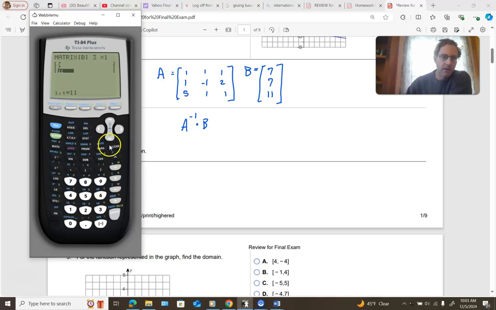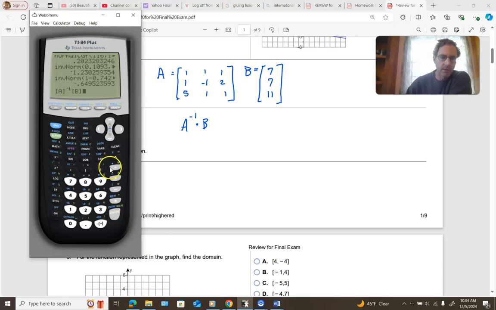Okay. Now what I do is I quit this screen. So I go to second mode. And now I need to type into the calculator what I've got right here. So I'm going to go back to the matrix key. But I don't go to edit. I just select matrix A. And I hit this key to take the inverse of it. And then you can say times if you want or not. It doesn't matter because the calculator will understand. And then go get matrix B.